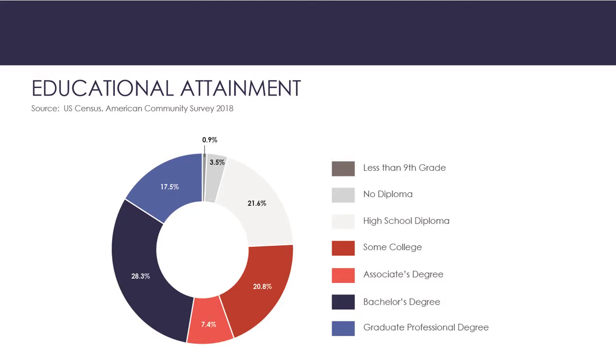Next, we'll look at some educational characteristics of the town's population. This chart shows the educational attainment of Jamestown's population who are over the age of 25 years. We see that almost 30% of the town's population has a bachelor's degree, while close to 20% has a graduate or professional degree. Overall, nearly 75% of the population has at least some college education.